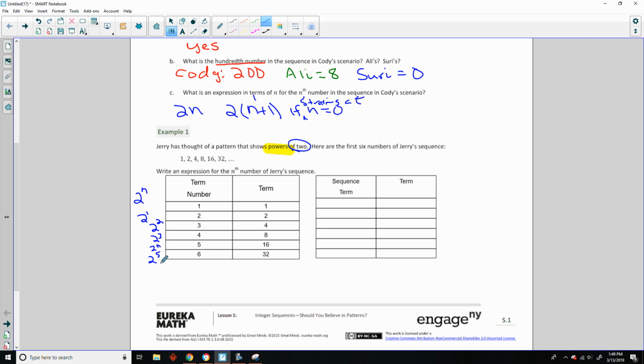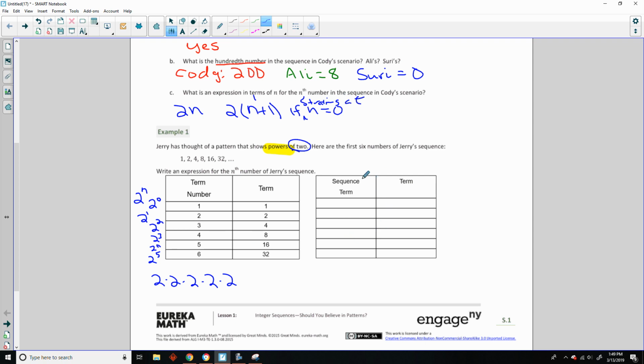So 2 to the fifth is 2 times 2 times 2 times 2 times 2. 2 to the fifth means 2 multiplied by itself 5 times. 2 times 2 is 4 times 2 is 8 times 2 is 16 times 2 is definitely 32. So what would it be for up here? 2 to the 0. Anything to the 0 power is 1.